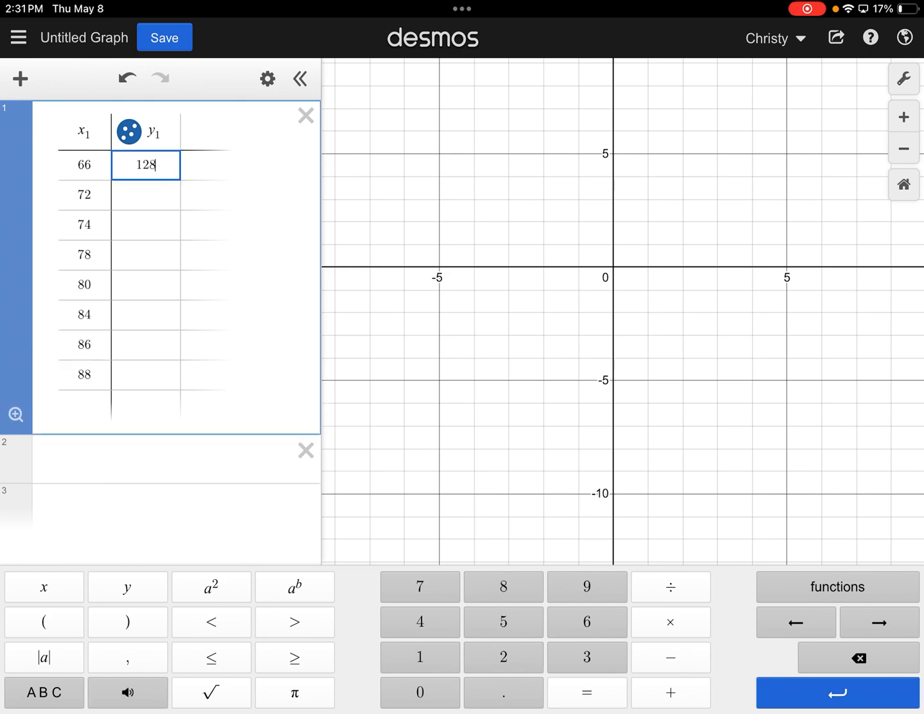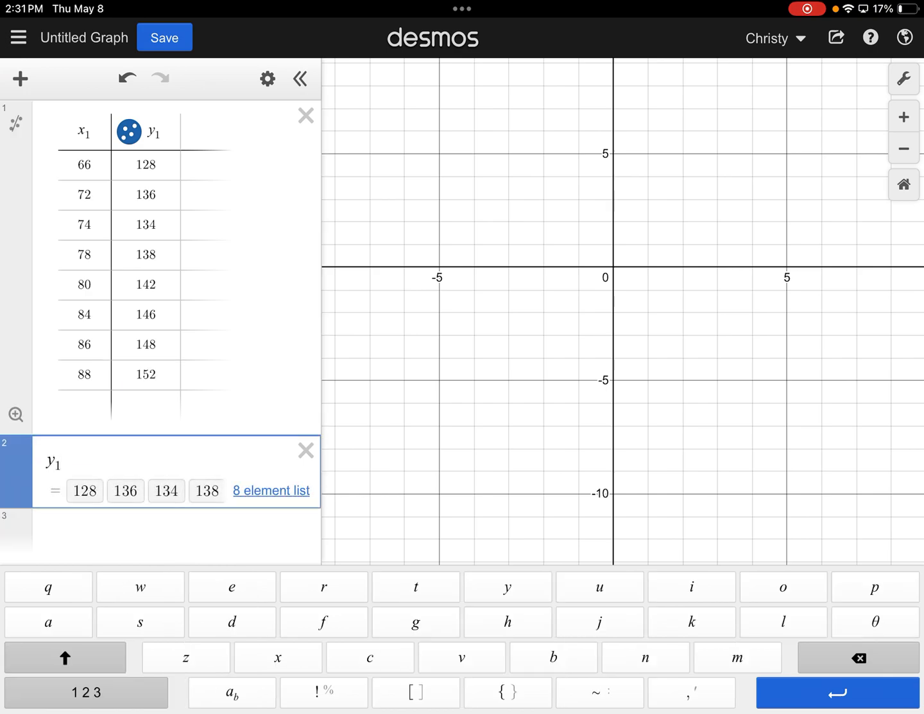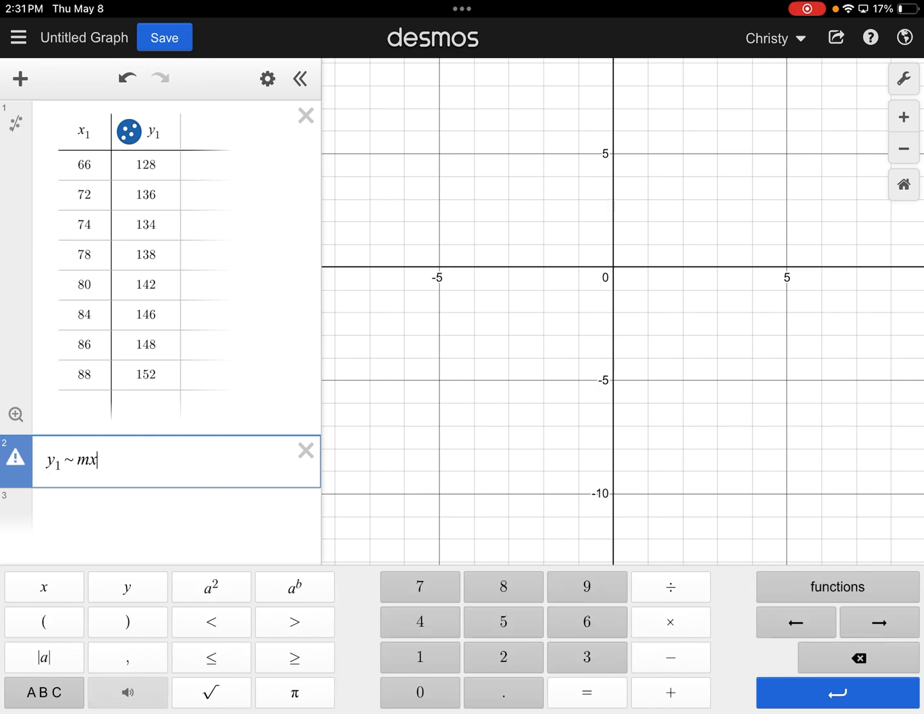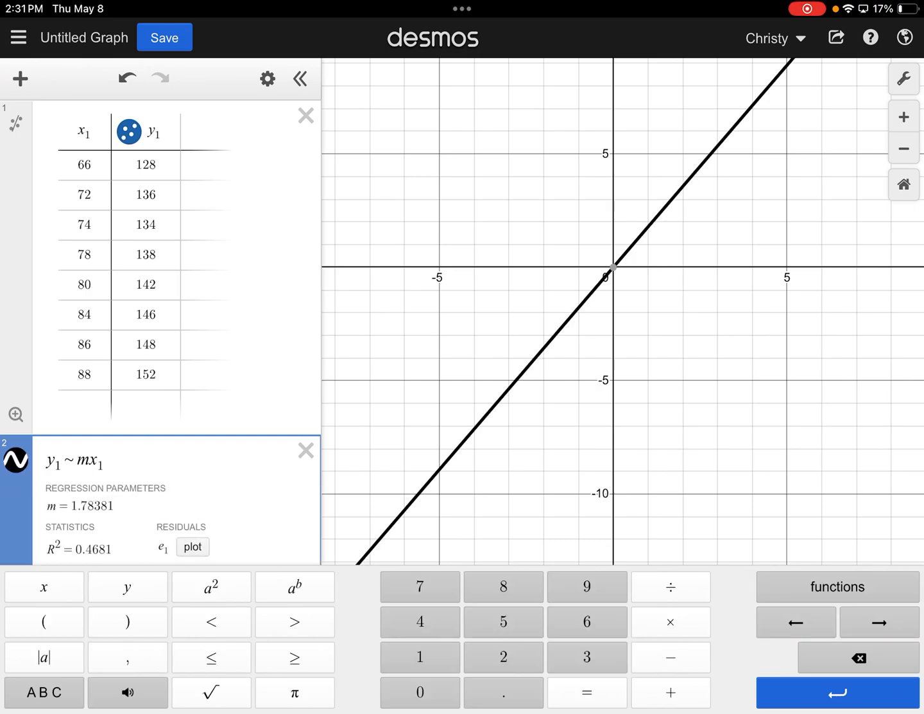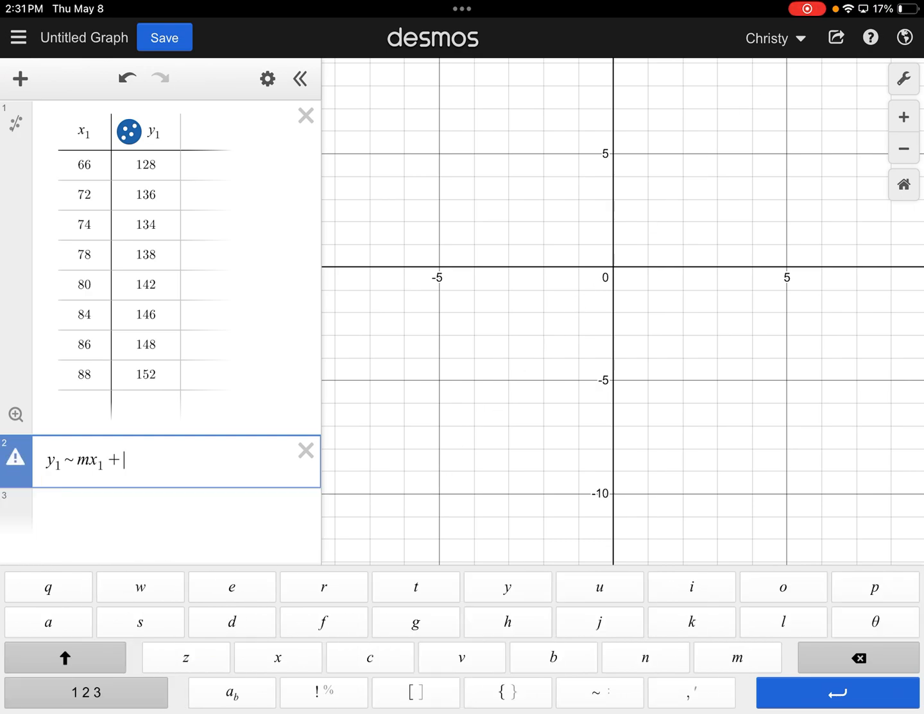Okay, now the Y values: 128, 136, whoops, I forgot to press enter, 136, 134, 138, 142, 146, 148, 152. Again, linear regression, so make sure you have this equation memorized for your exam. Y1 is approximately mx1 plus b.